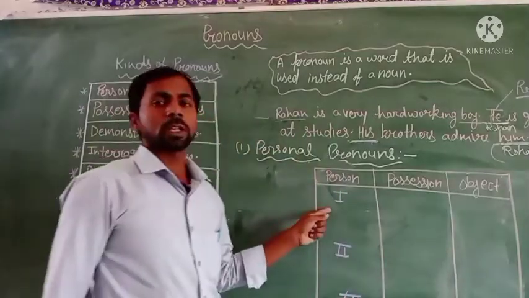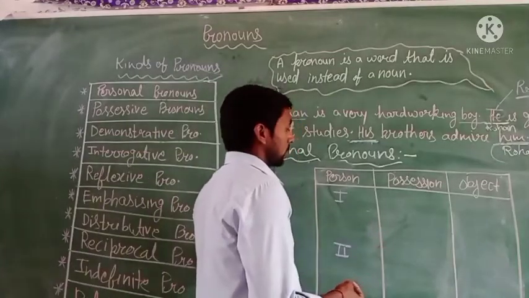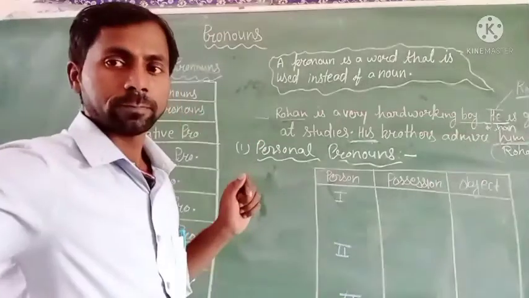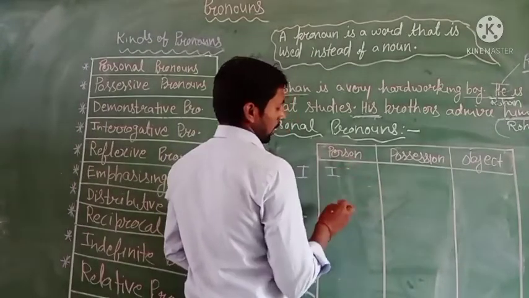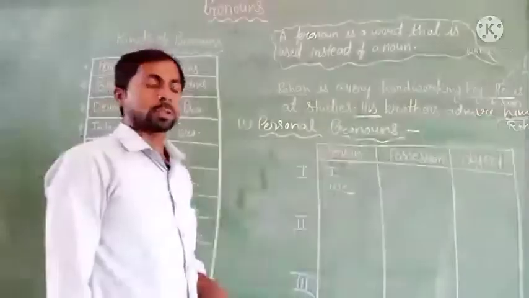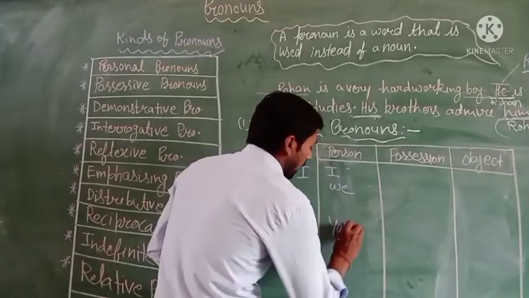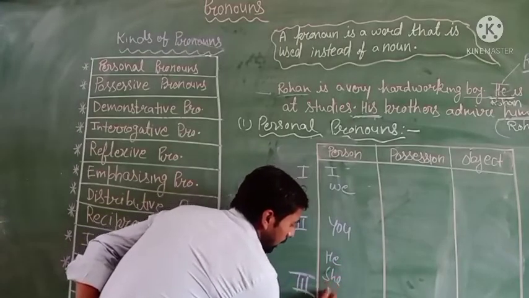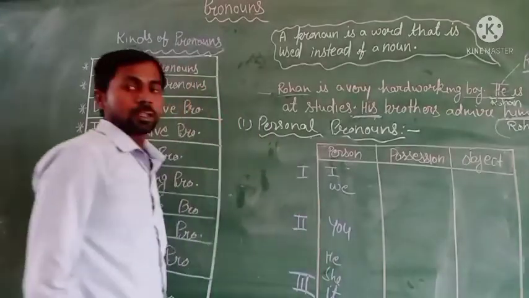First person will always be the speaker. Then we use in the first person "I" and "we". First person is "I" and "we". It is the first person subjective pronoun, and here is the second person "you", and then the third person is "he", "she", "it" and "they". It is the third person.